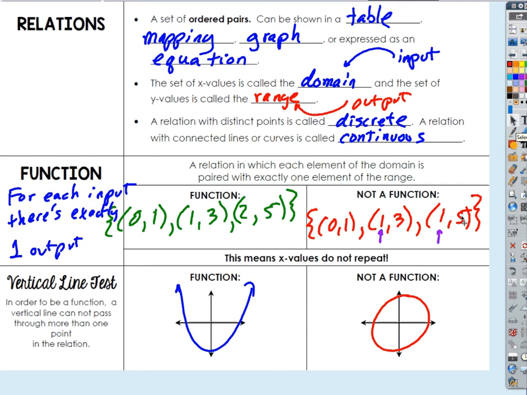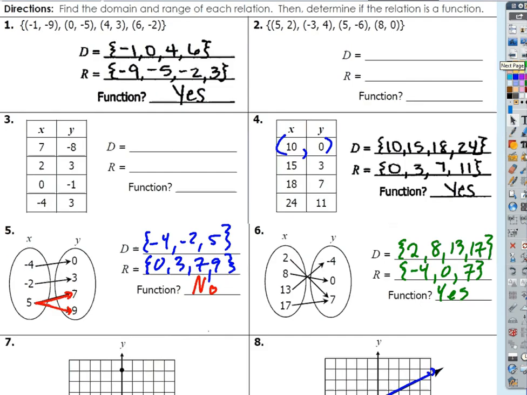Vertical line test, remember, if we sweep a vertical line across a graph and it never intersects the graph in more than one place at a time, then it's a function. So this blue graph would pass, the red graph would fail. We looked at some examples just real quickly. You'll see examples of each of these on the assignment.